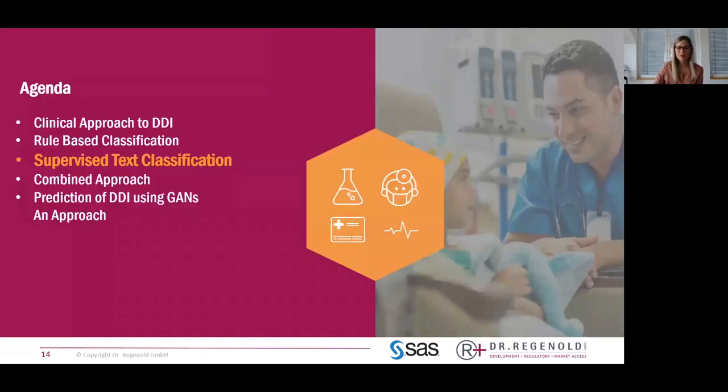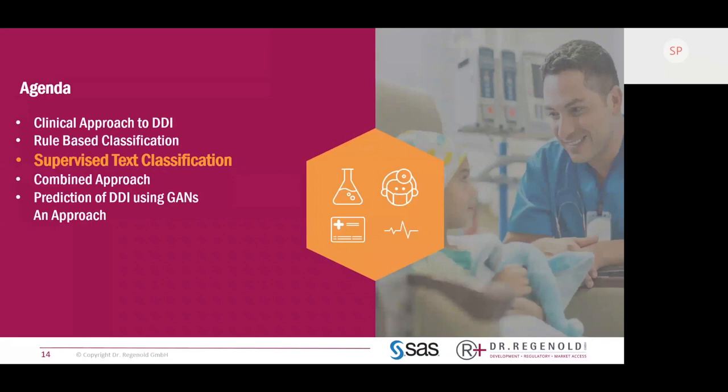Let me hand over to my colleague Soundarya, who will go on with the supervised text classification. Thank you, Luisa. Good day, everyone. So as my colleague Luisa presented the approach of classifying drug interactions using SAS Visual Text Analytics, this platform has combined power, with a natural language processing engine behind it, which helps domain experts to write linguistic rules, with which the results become robust.